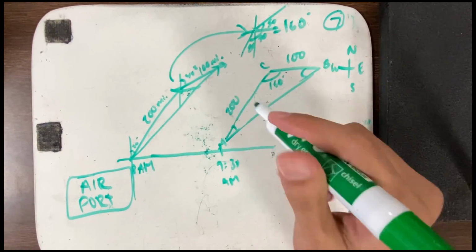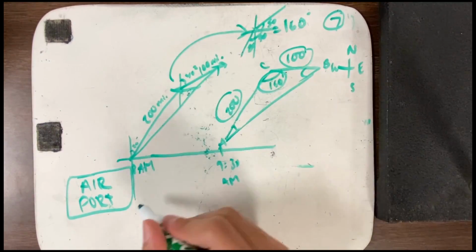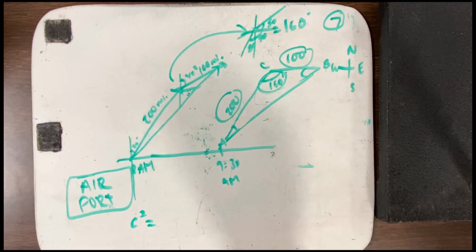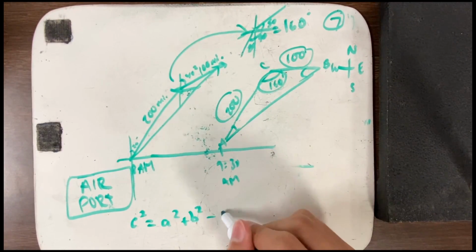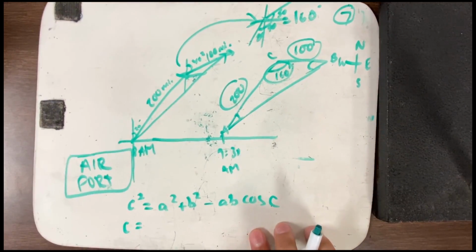Let me actually just get rid of that. But basically, now all we do is we do law of cosines. So we have 160, 200, and 100. C squared equals a squared plus b squared minus 2ab cosine C. Oh, I forgot to write that too, but it's fine.